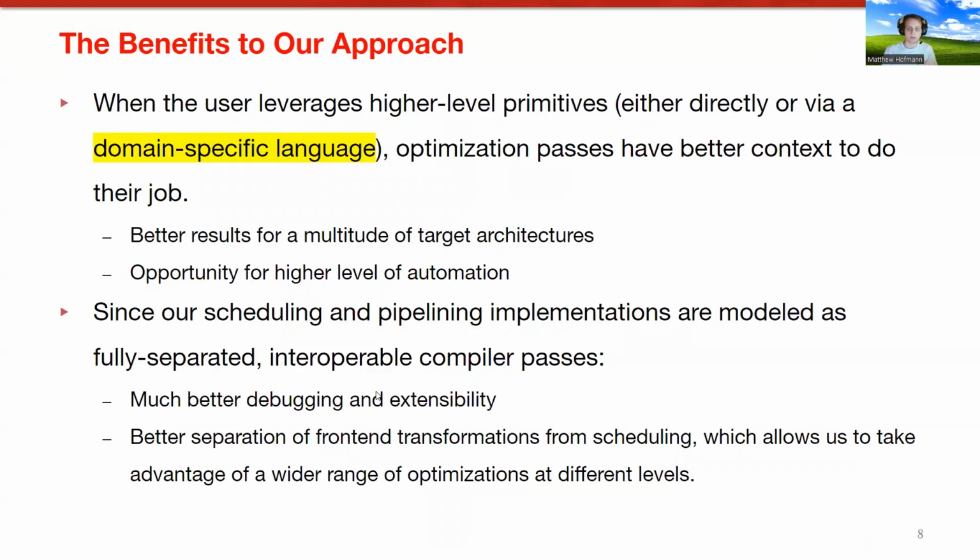So the benefits to our approach is really that when the user is leveraging higher level primitives, either directly or via a domain specific language, the optimization passes have better context to do their job. So in the end, you get better results for differing target hardware architectures, and you have many more opportunities for higher levels of automation. Since our scheduling and pipelining implementations are modeled as fully separated, interoperable compiler passes, we have much better debugging and extensibility, and the better separation of front-end transformations from scheduling allows us to take advantage of a wider range of optimizations at different levels.